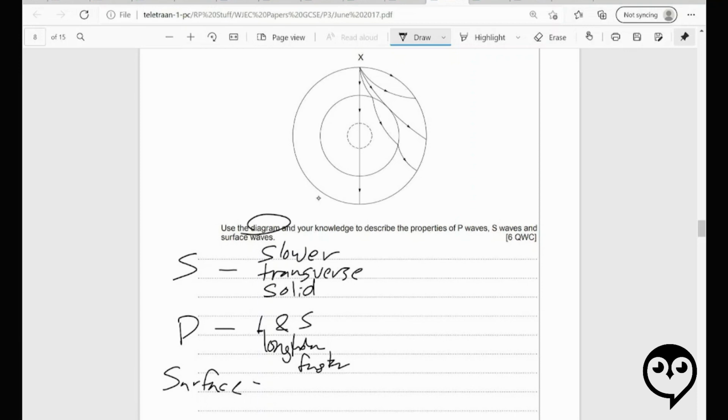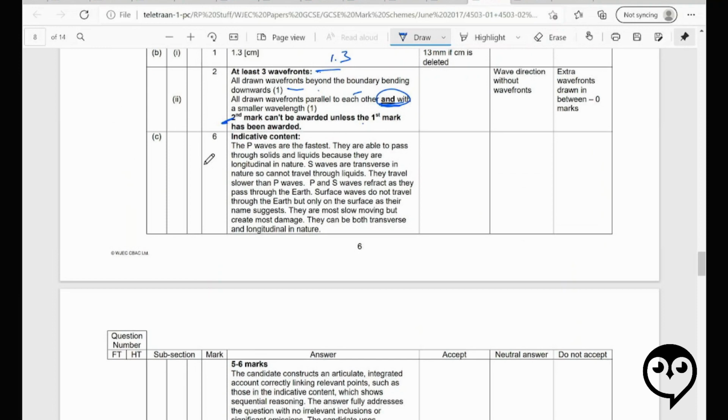Use the diagram. We could say the P waves will be the only ones to make it to the opposite side. And this is like a question we've already seen. This was A, B, and this was C and D, I think. Between A and B, we'd see P waves. Between B and C, we saw nothing. It was a shadow. This is very similar to what we've seen in some other questions. So, an indicative comment: P waves are the fastest.